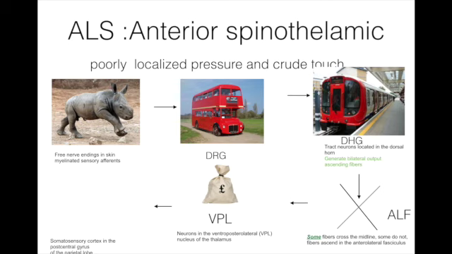So little rhino gets on the bus, the dorsal root ganglion, then he gets on the train, dorsal horn gray, then he crosses the road or not at the anterior lateral fasciculus, then he goes to the bank, the VPL of the thalamus, and then he goes home to find his house is burning down.